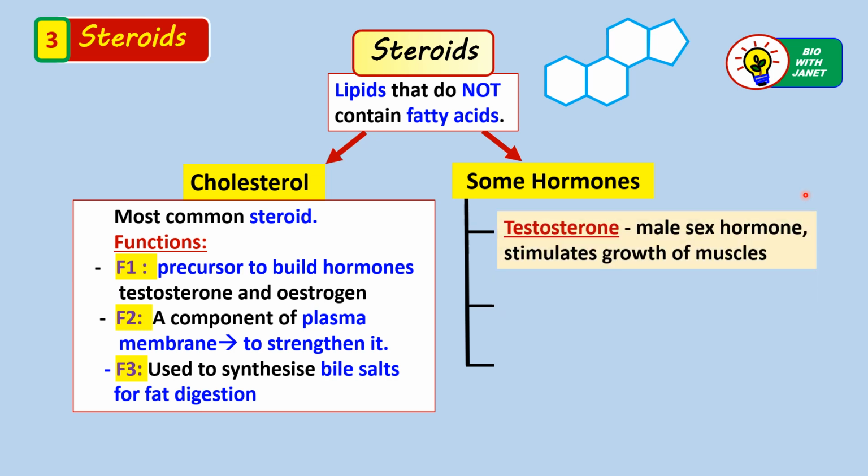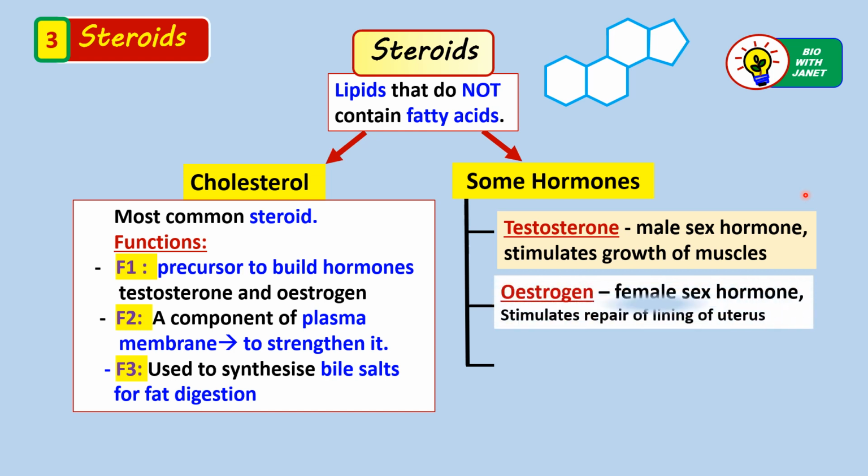Now, hormones. So we are going to discuss 3 hormones here. These hormones are made of steroids. They are steroids actually. Testosterone is the male sex hormone produced by the testes and is used to stimulate growth of muscles. That's one of its functions.